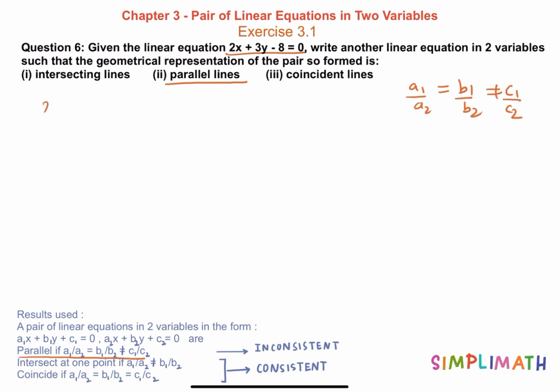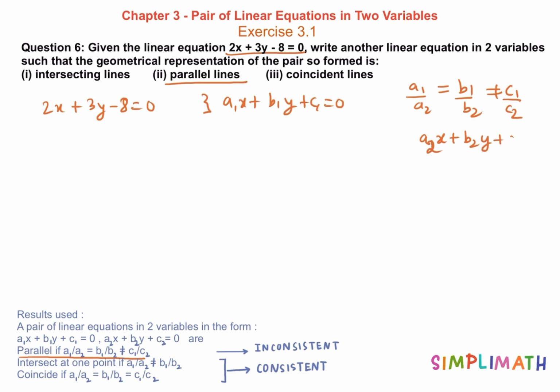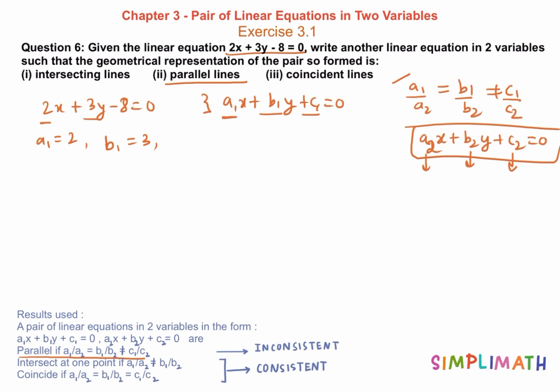Alright. Now the given linear equation in two variables is this, and if we compare it to a1x plus b1y plus c1 equal to 0, then the other linear equation would be a2x plus b2y plus c2 equal to 0. This is the other linear equation. Now we put the values of a2, b2 and c2 such that this condition is satisfied. Now from here a1 equals 2, b1 equals 3 and c1 equals minus 8, right?